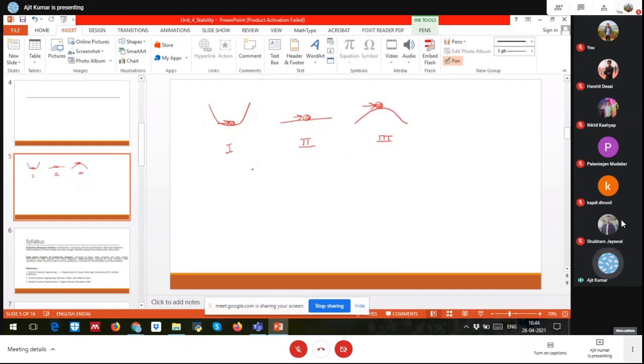So stability means that when you perturb a system, when you change the system, and it regains the original position, then it is called a stable system. So in this case, this is stable, this is unstable, and this is known as marginally stable or neutrally stable. This is the case. Generally we have these two cases. So how will we understand an example of this?